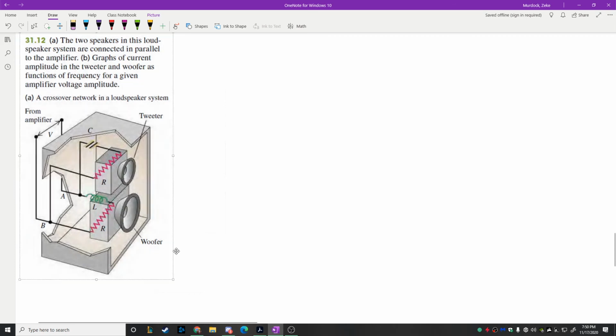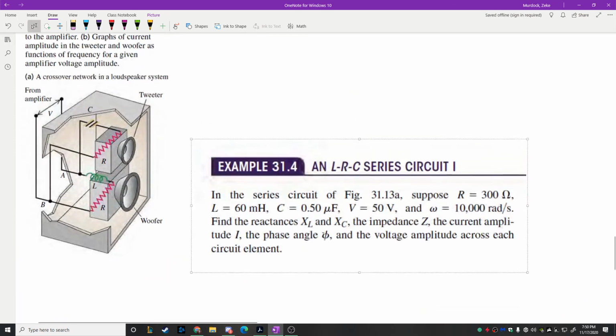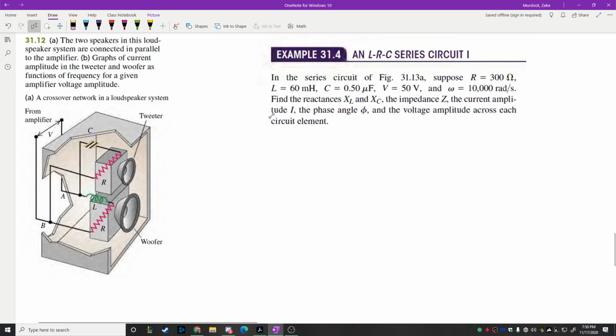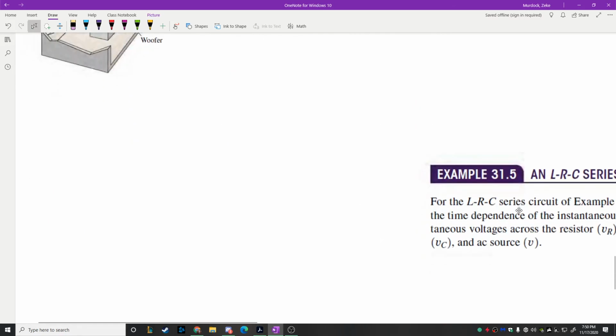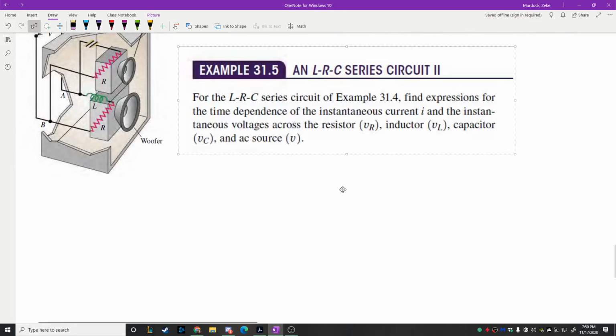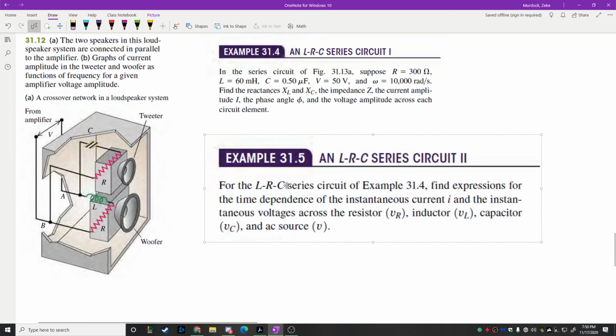There are two speakers connected in a loudspeaker system, and then a problem that we're going to do here. I'll allow you to take some time to read these over during the break, so that when we come back we can have you do the problems, because that would be pretty valuable.